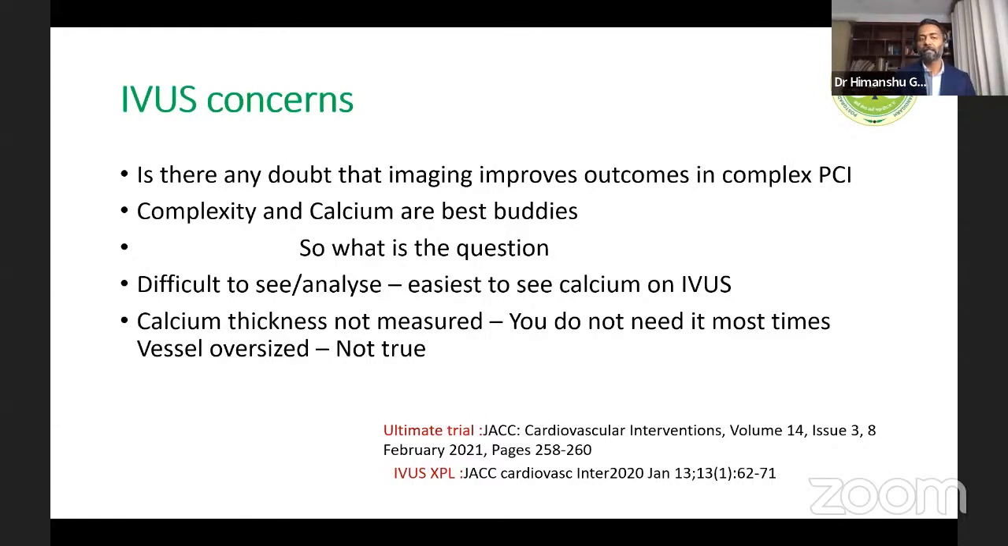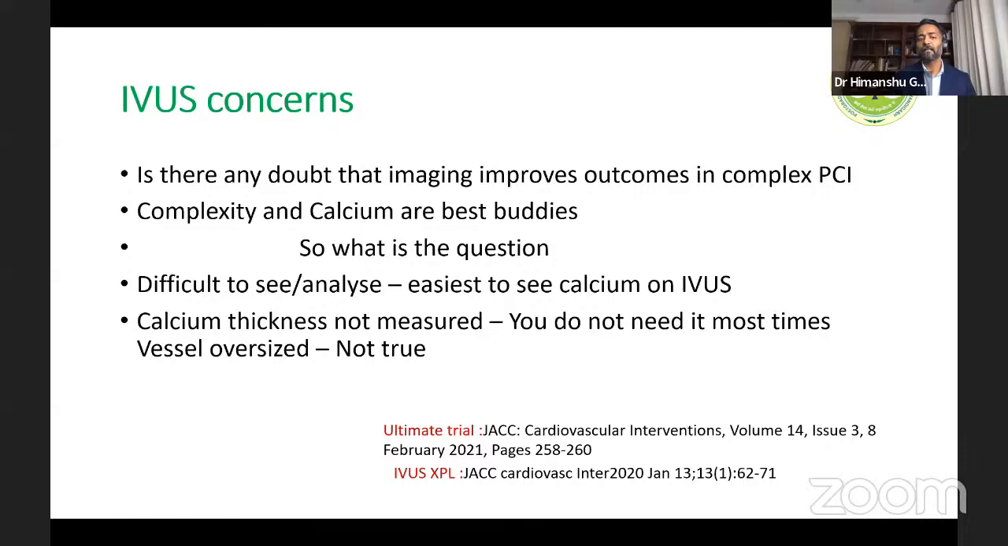I don't think there is any doubt that imaging improves outcomes. The more complex the PCI, the more difficult it is to get good outcomes, and I think imaging really helps. Also, complexity and calcium are best buddies. The most complex things are the things that are most calcified.